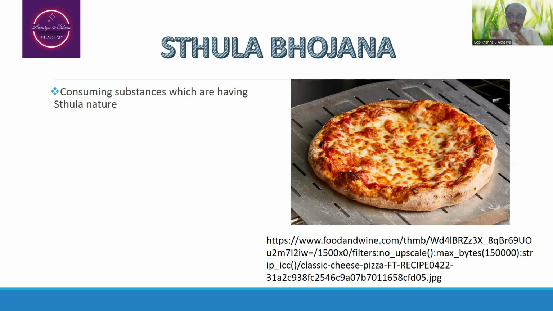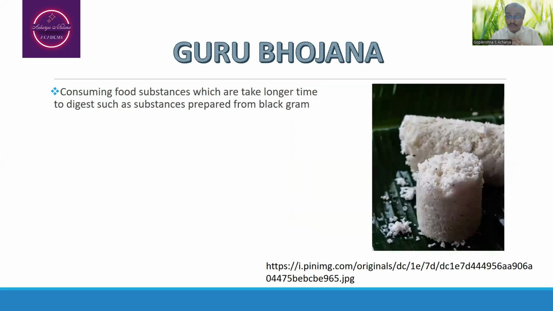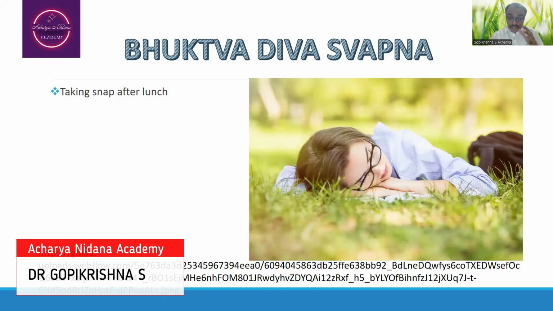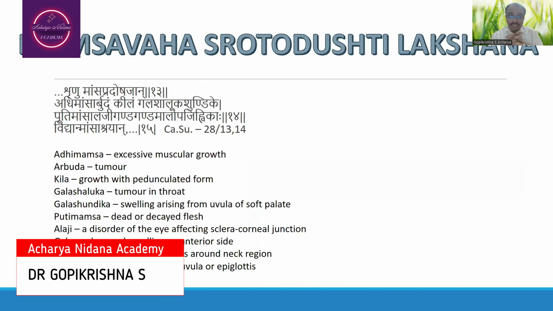If the person is going to take such kind of food substances as is being shown in this particular example, there may be a possibility of Mamsavaha Srotodushti. Guru Ahara: the substances which are considered to be taking longer time for the complete digestion, such as those made out of black gram, etc. If these substances are being taken, that will be responsible for the delayed digestion in the body. Bhuktva Diva Svapna, that means taking a nap after the lunch. These are the reasons considered to be responsible for the affliction of Mamsavaha Srotas as such.